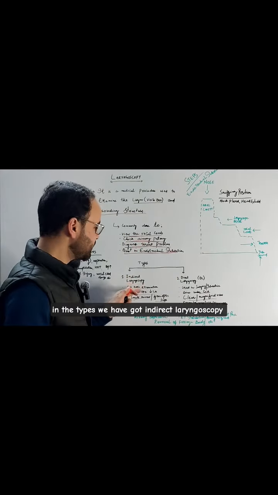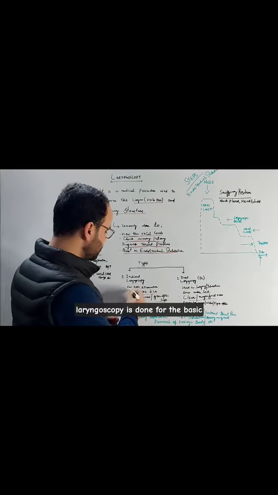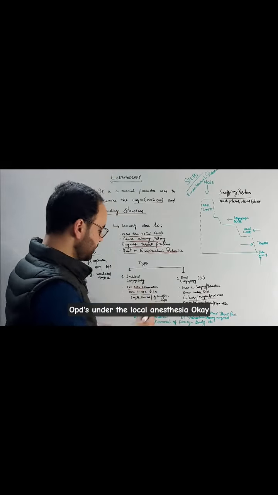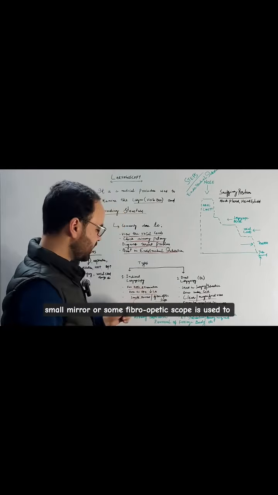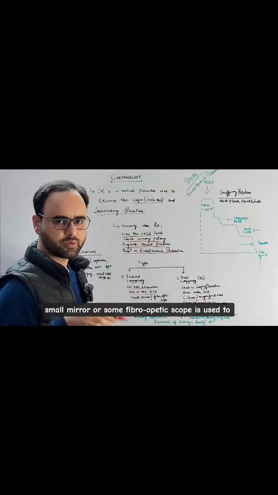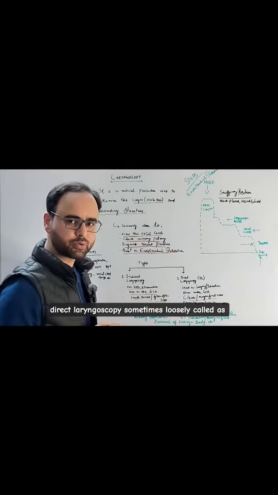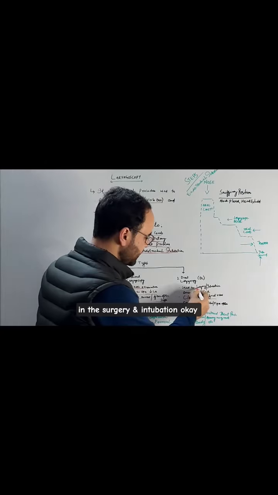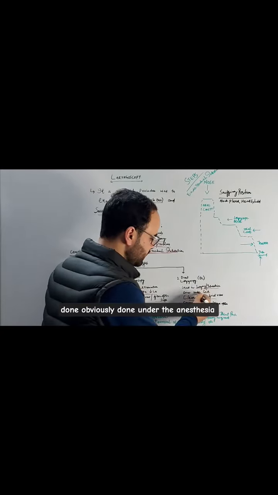In the types we have the indirect laryngoscopy and the direct one. Indirect laryngoscopy is done for the basic examination, usually in the OPDs under local anesthesia. A small mirror or some fiber optic scope is used to view the targeted structures. In direct laryngoscopy, sometimes loosely called DL, it is done in surgery and intubation, obviously under anesthesia.